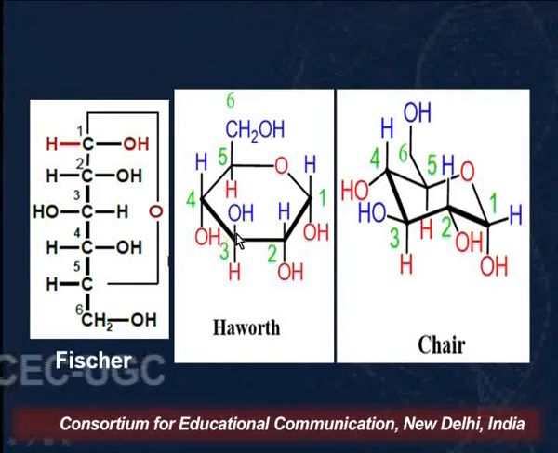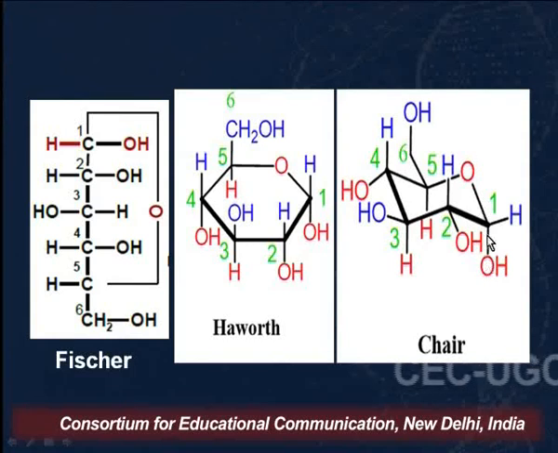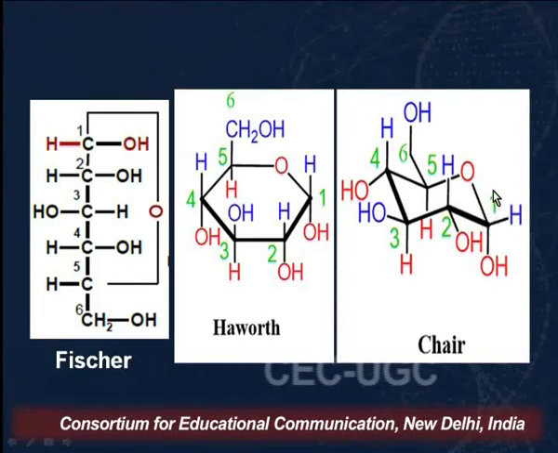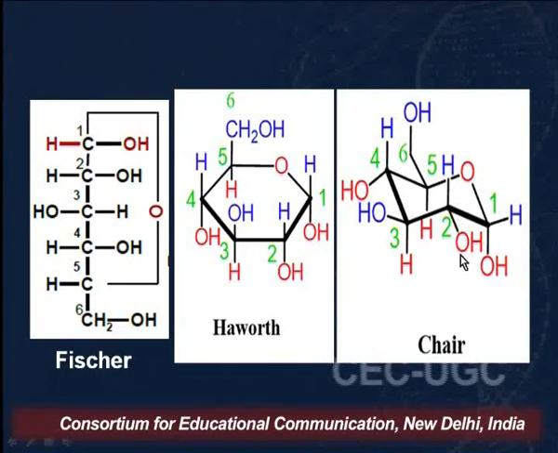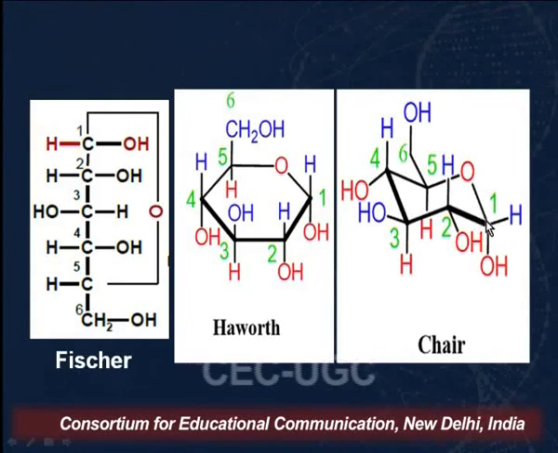So when we are converting Fischer to chair, or we are looking at the chair conformation for alpha D glucose, you have to remember that at the anomeric carbon, OH will be at the axial position. You know what an axial position is? The bonds which are parallel to the axis are the axial bonds, and the bonds which are perpendicular to the axis are the equatorial bonds. So in this case, OH is at the axial position.